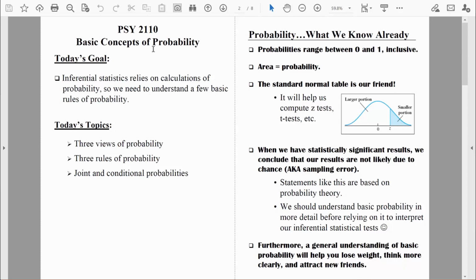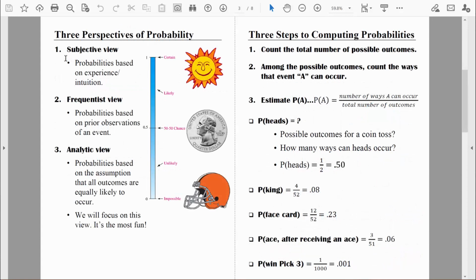Welcome back, everyone. Let's continue to talk about some basic concepts of probability. The last time we were together, we talked about 3 different views of probability. We discussed the subjective view of probability, the frequentist view of probability, and the analytic view. I mentioned that the analytic view was all about computing probabilities based on various assumptions. And those are very reasonable assumptions.